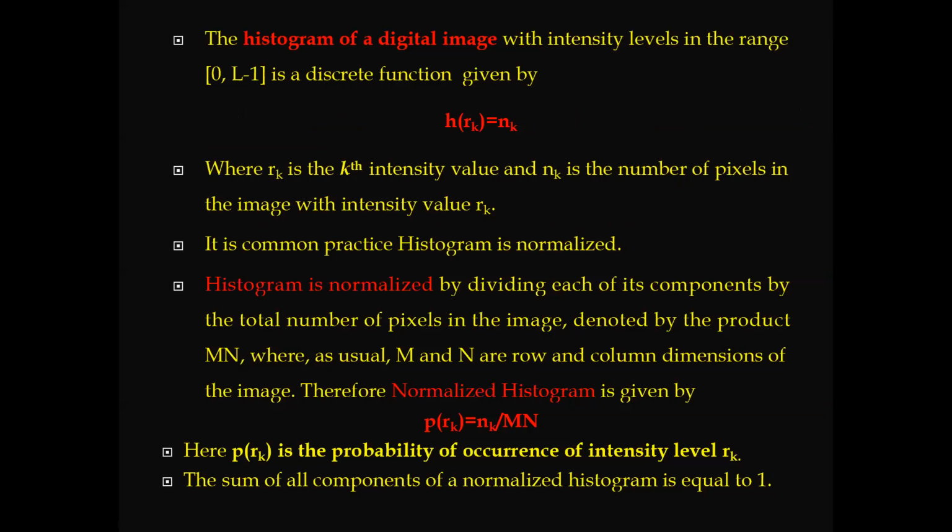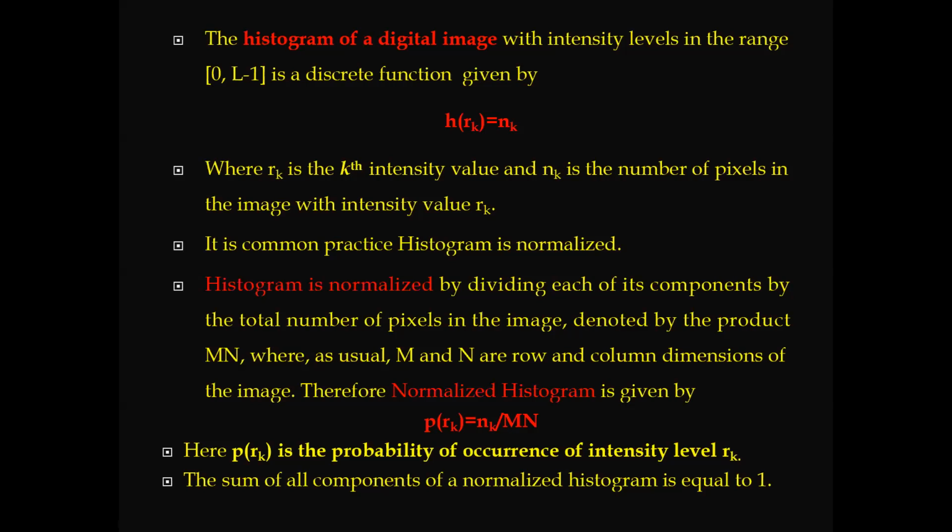Now let us define the histogram of an image. Let us consider the histogram of a digital image with intensity levels in the range 0 to L minus 1. It is a discrete function given by h of rk equal to nk, where rk is the kth intensity value and nk is the number of pixels in the image with the kth intensity value rk. So h of rk equal to nk means how many times rk occurs, that is nk.